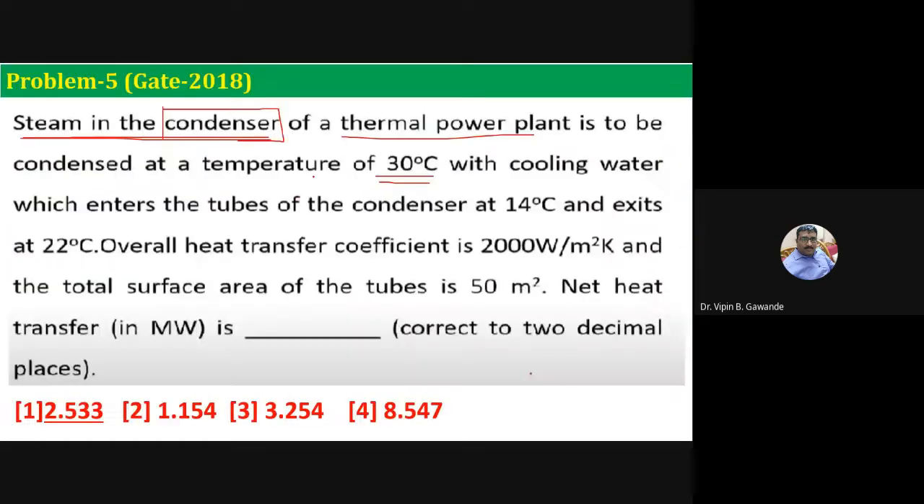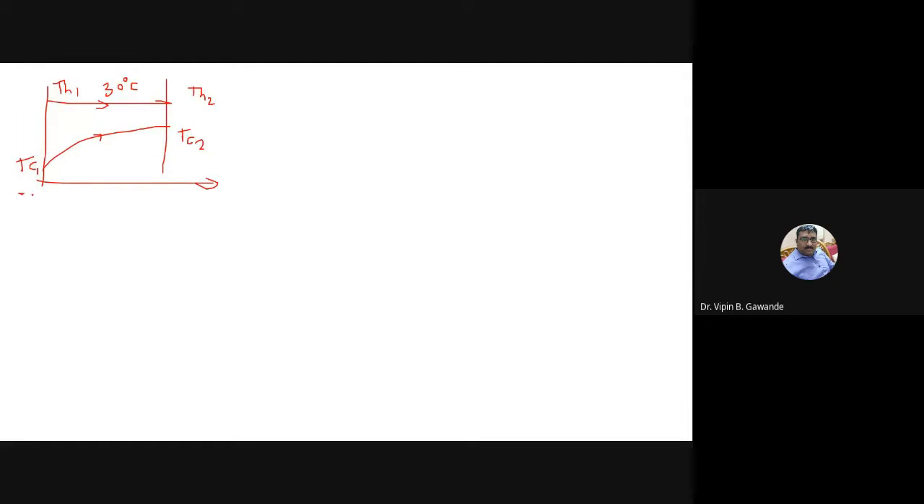Then cooling water enters the tube of the condenser at 14 degrees Celsius and exits at 22 degrees Celsius. So this temperature is 14 and this temperature is 22. The two temperatures are given.